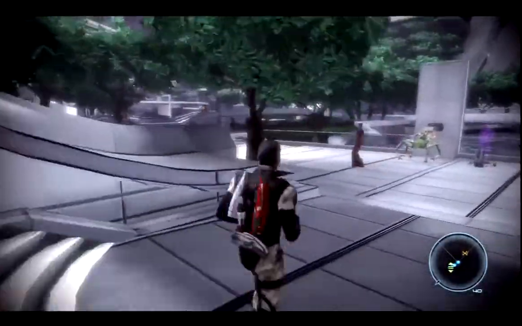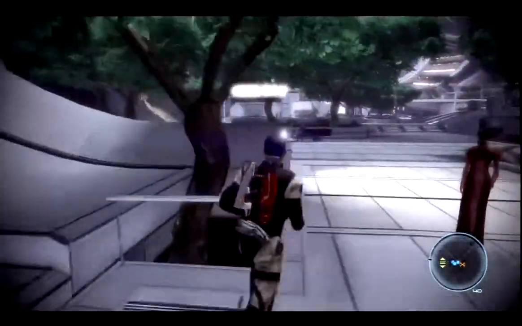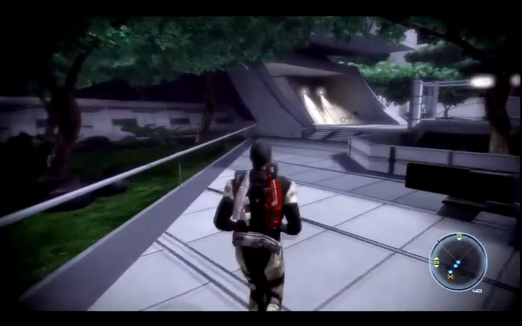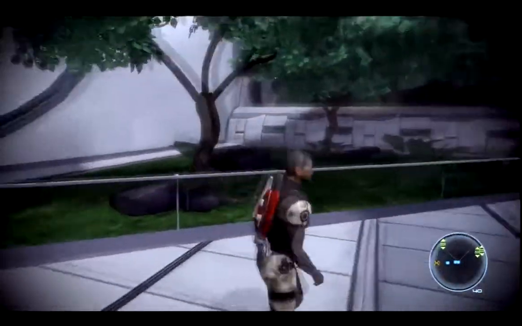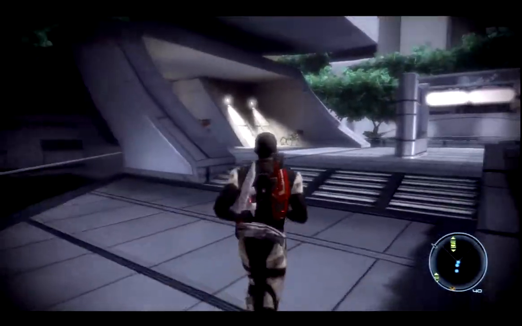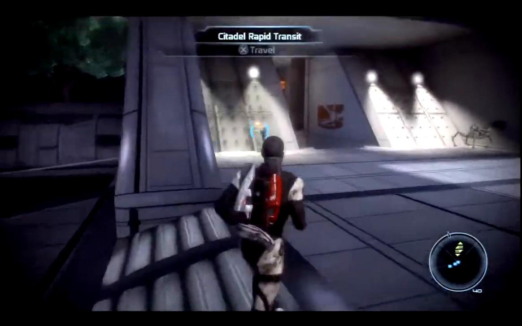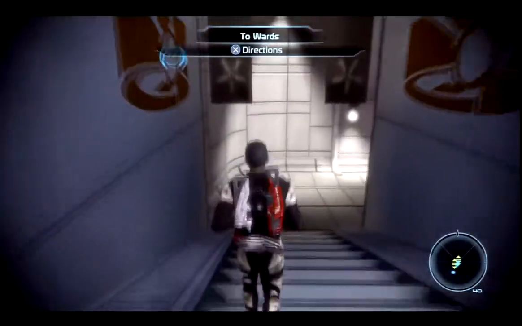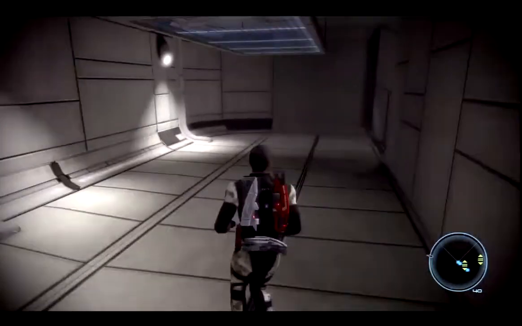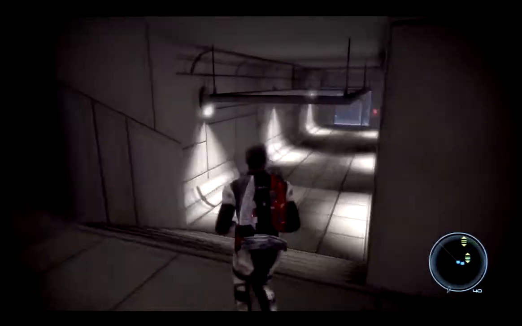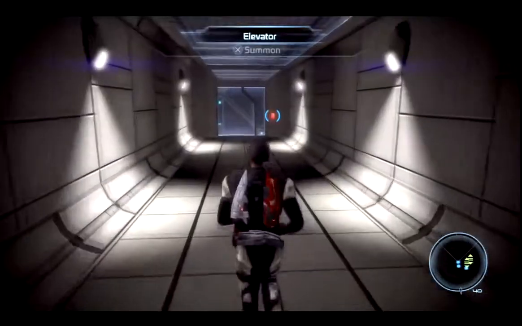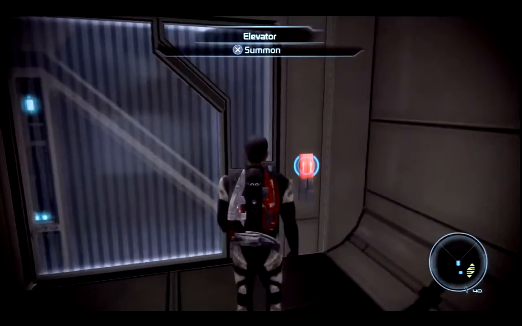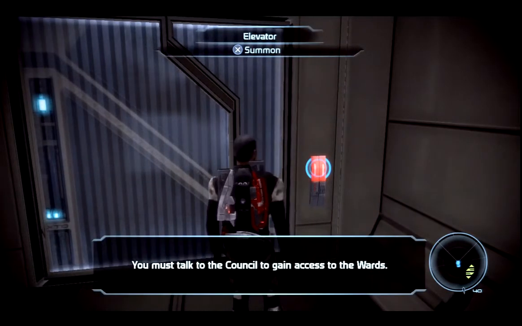When you increase the Mass Effect field around you, as I said, it increases mass in the area. I think I'm going the right way. Yeah, here's the wards down here. It increases the mass in the area, which slows down time, puts people in stasis, makes it difficult for them to move. When you decrease, you can make them float away. You can increase power of your shots and stuff.